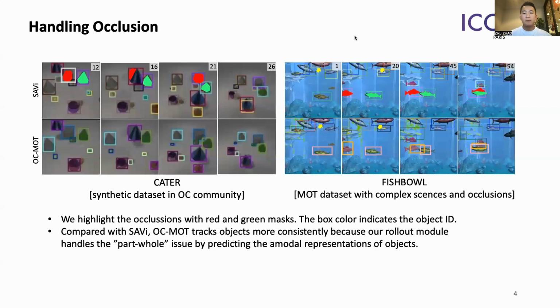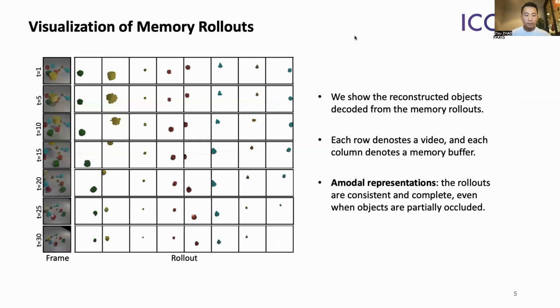We visualize the MOT results of the object-centric baseline SAVi and our method. CATER is a synthetic video dataset in the OC community, while Fishbowl is a MOT dataset containing more complex scenes and occlusions. So we can see that SAVi fails to track objects and there are many ID switches. In contrast, OCMOT produces consistent tracking results even when objects frequently interact with each other.